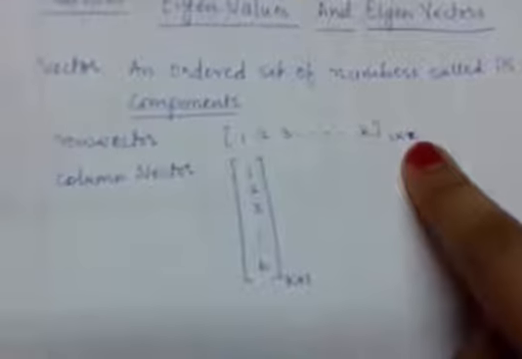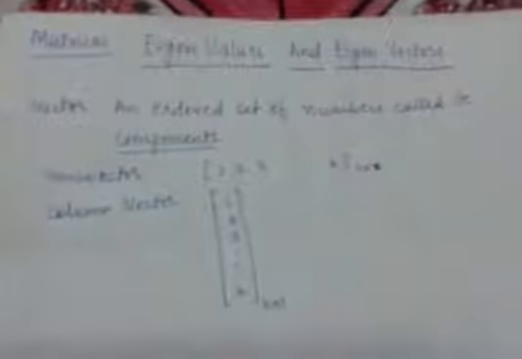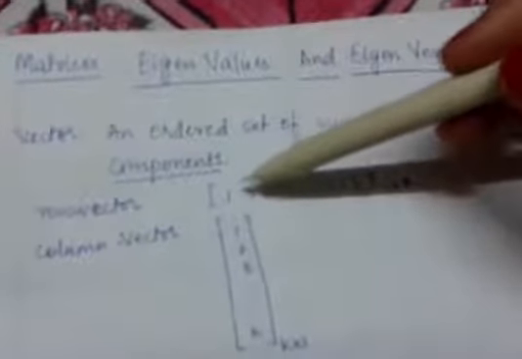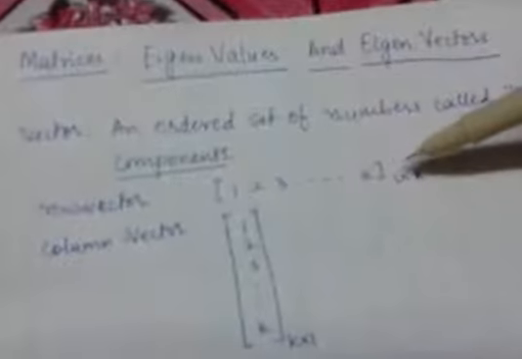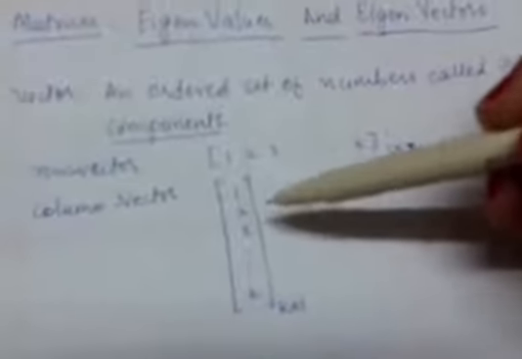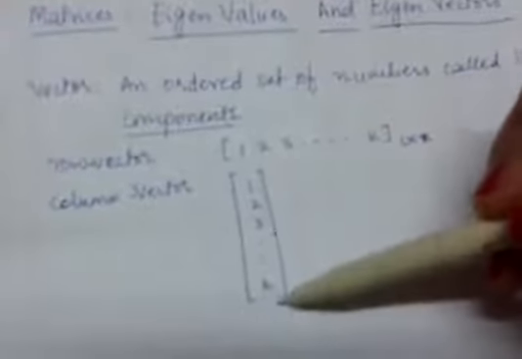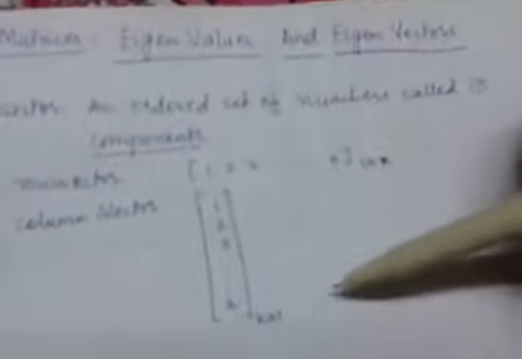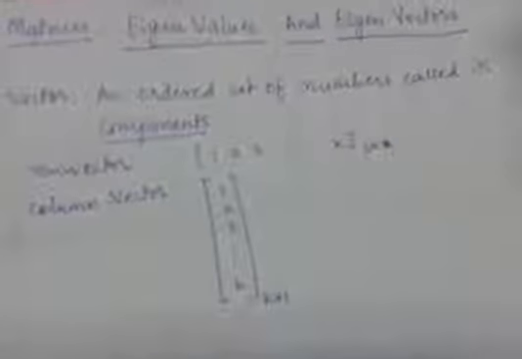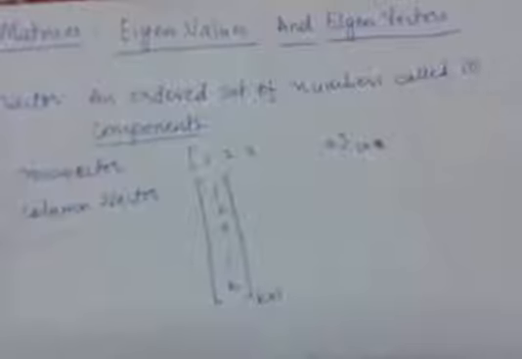A row vector is ordered numbers arranged in a row, sort of an array, like 1 2 3. There could be any k numbers, and this is a row matrix of 1 cross k dimension. Whereas a column vector has numbers arranged in a column, 1 2 3 and k, so the matrix formed is k cross 1. This is a column vector. So vectors are nothing but sets of ordered numbers, and these numbers are called components.